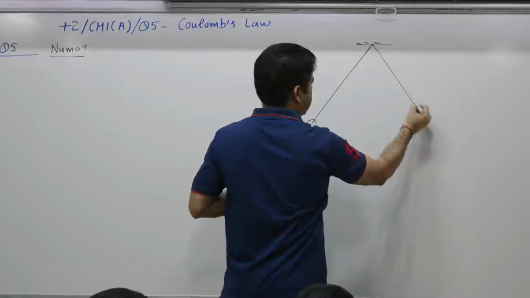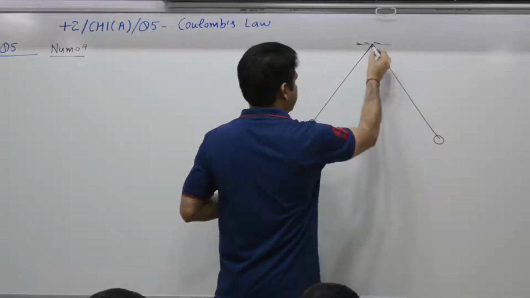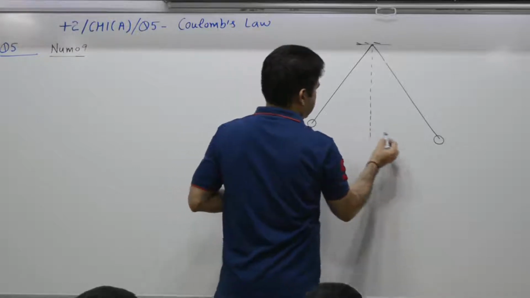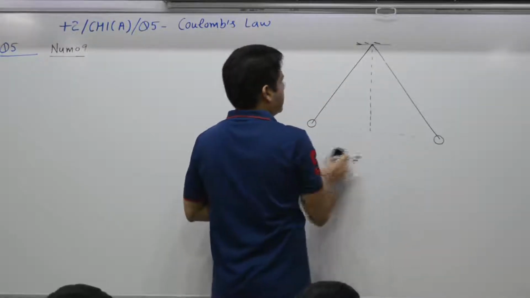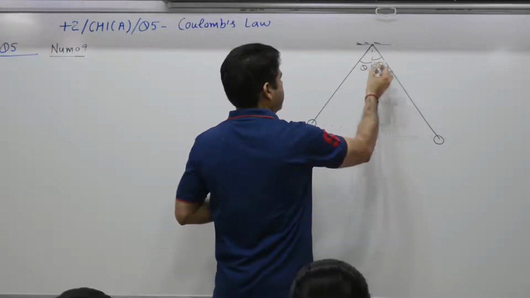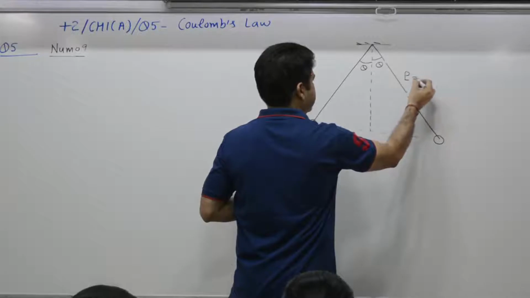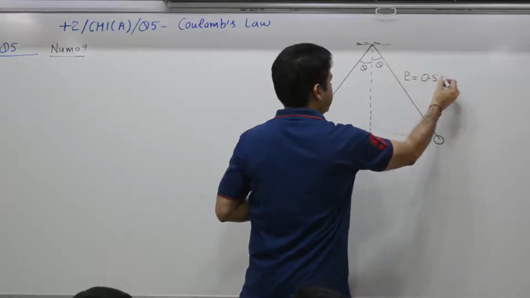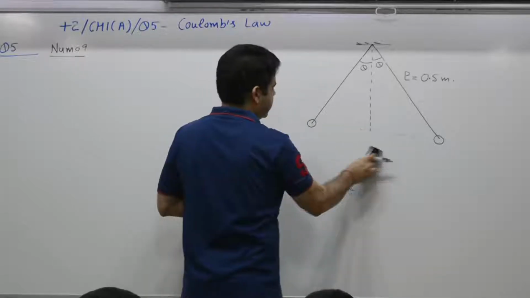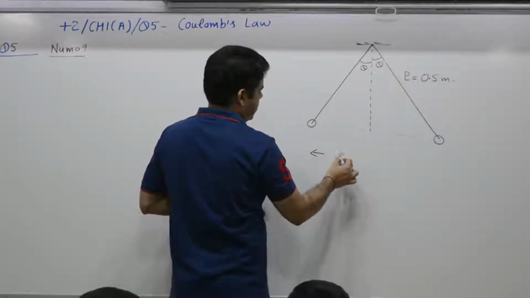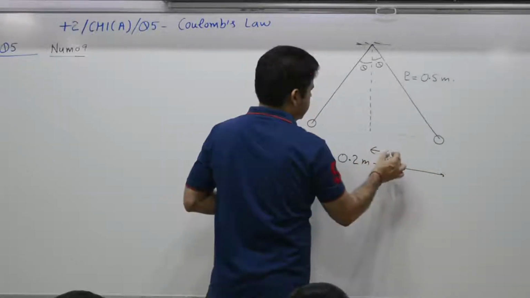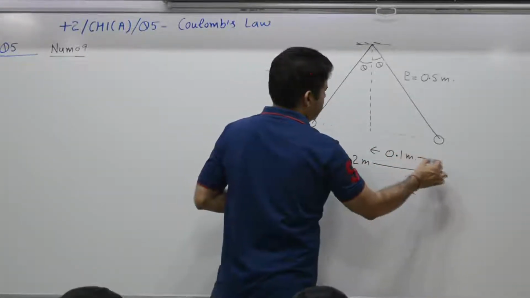Particle number 1, particle number 2, let this angle be theta. What is the length of the wire? String 50 centimeter, 0.5 meter. What is the distance between the two? It is given: 20 centimeter, 0.2 meters. This distance is how much? 0.1 meter.